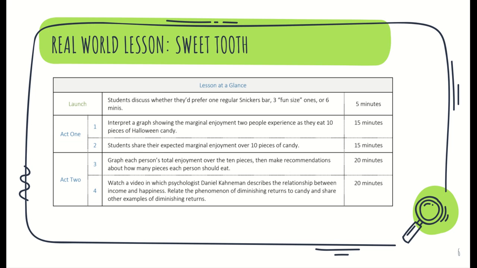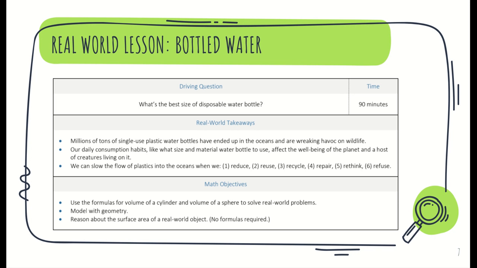In this lesson, scholars interpret a graph, they share their expected marginal enjoyment, they give each person's total enjoyment, they graph it, and they watch a video in which psychologist Daniel Kahneman describes the relationship between income and happiness. Their work is going to be to relate the phenomenon of diminishing returns to candy and share other examples of diminishing returns.